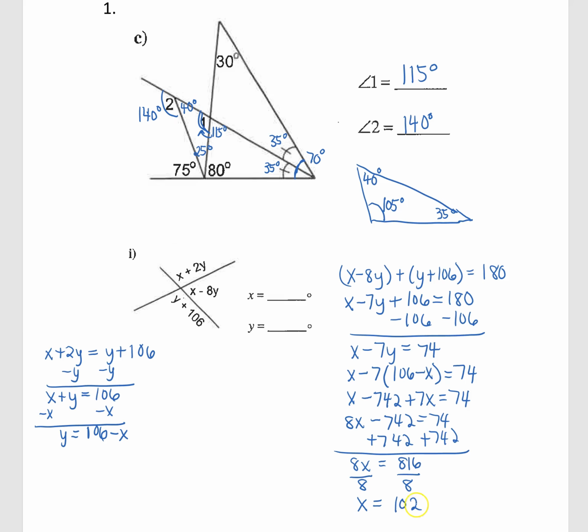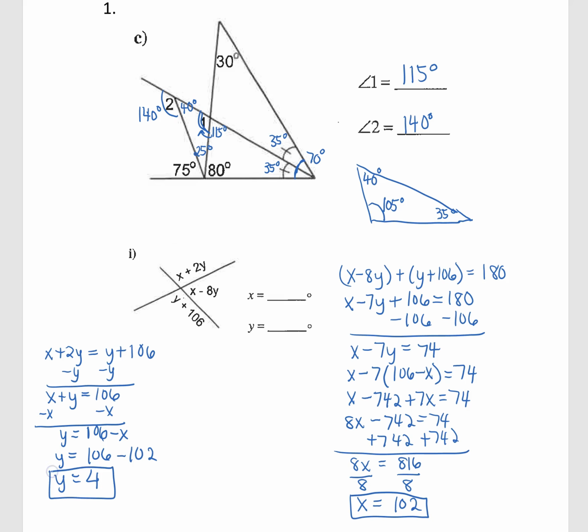So now I can take this value of x, and plug it in here to solve for y. So I have 106 minus 102 gives me y is equal to 4.